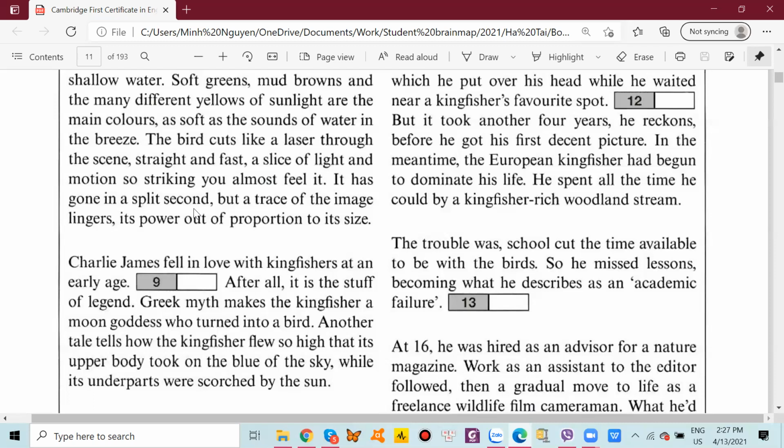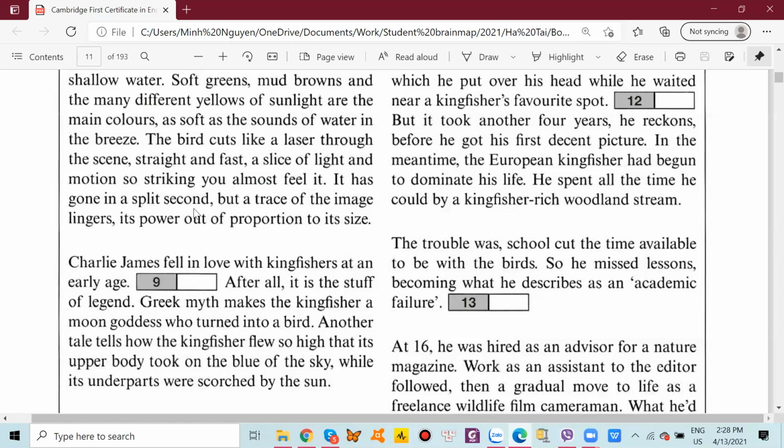That is it. And the second thing here is a trace of the image lingered. What would it mean, a trace of the image lingered? Linger, a good action verb here. I think it's like waiting for a little while. Oh, so first, it has gone in a split second, but a trace of the image lingers, its power out of proportion to its size.